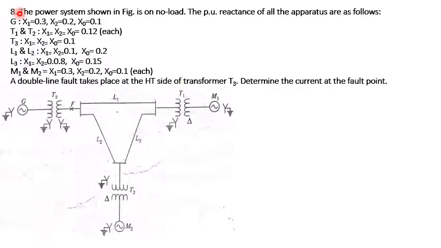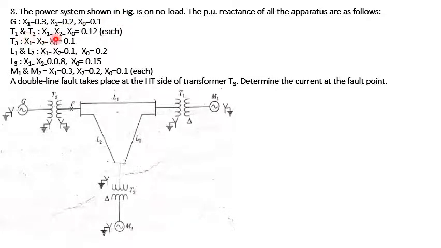Welcome back. Let us consider the power system which is shown, on no load. The per unit reactance of all the operators are as follows. Generator G1 or G: x1 is 0.3, x2 is 0.2 and x0 is 0.1.